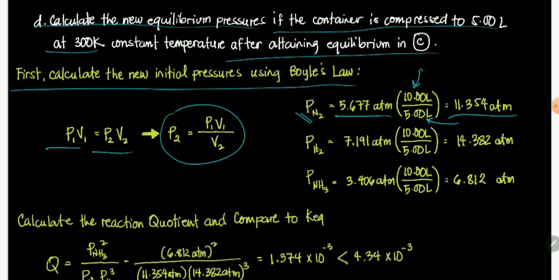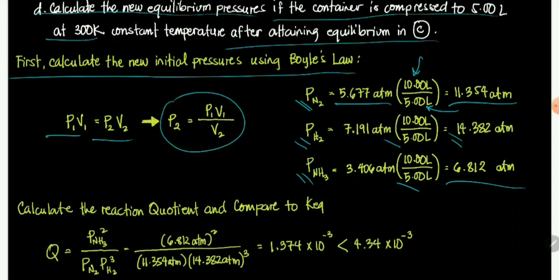Okay? So that's 11.354 atmospheres for nitrogen. So doing the same for hydrogen, we will get 14.382 atmospheres. So for ammonia, we will get 6.812 atmospheres. So pare-pareho lang yung changes ng volume nila kasi nasa iisang container lang sila. Okay? So now, calculate natin yung reaction quotient. So calculate the reaction quotient and compare to KEQ.